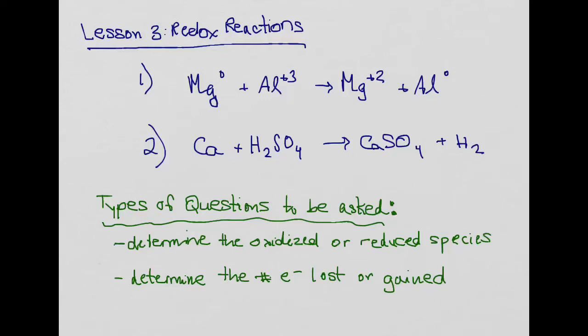Focus for today's lesson is to interpret a redox reaction. So we have a redox reaction, two of them actually listed over here. One where the oxidation states or the charges are already assigned, as we see in this example over here. And we can also have a redox reaction where the charges are not yet assigned, and we have to determine that. Based on that information, we can answer questions like determining the oxidized or reduced species, or determining the number of electrons lost or gained.